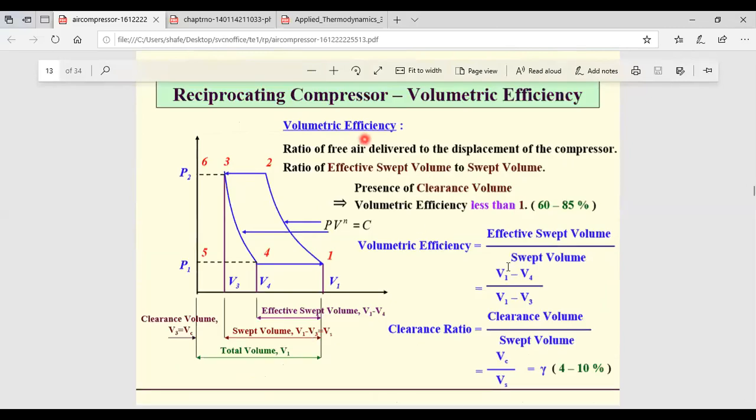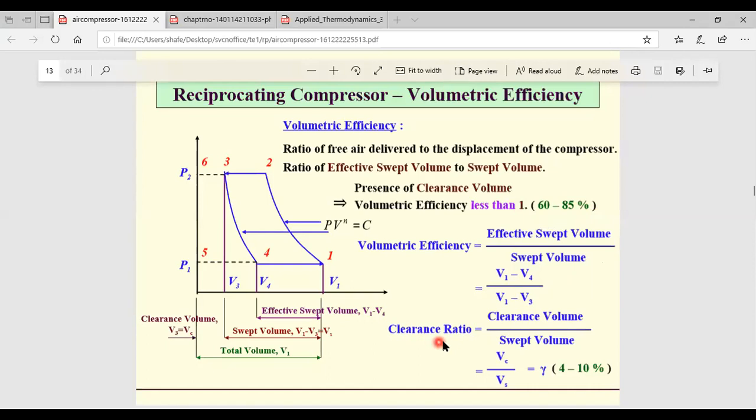Now, just remember some parameters of performance for a reciprocating compressor. You have a parameter called volumetric efficiency. Already we discussed this in IC engines. So why is volume very important in the compressor case? How much air is going to be compressed depends upon how much air you are taking in. So that is the air which is taken in. This is given by effective swept volume by swept volume, that is V1 minus V4, the effective swept volume, by V1 minus V3. That's called volumetric efficiency. Most of the time the compressor volumetric efficiency is around 60 to 85%.